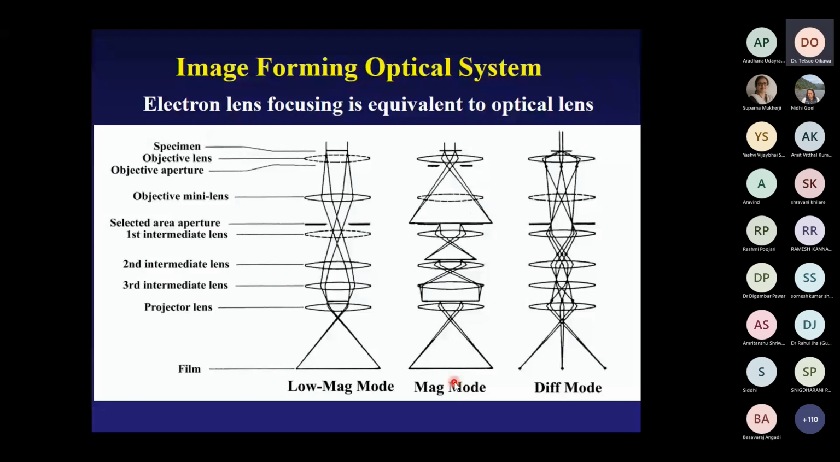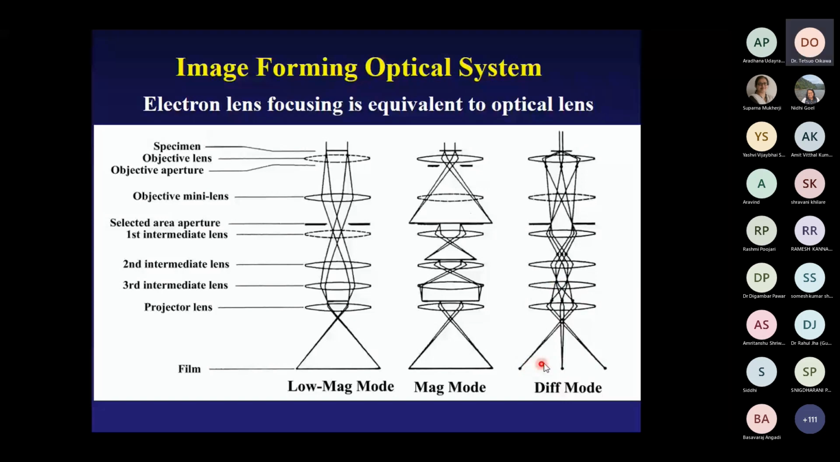And also, by changing the focal length of the first intermediate lens to the objective lens back focal plane, the electron diffraction pattern is generated here. When the first intermediate lens is focused on the back focal plane, the electron diffraction pattern can be obtained. Then the electron diffraction pattern is magnified in the intermediate lens system. Finally, we can project the electron diffraction pattern.